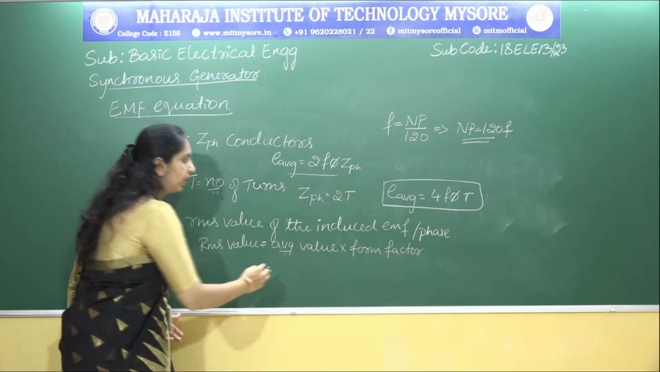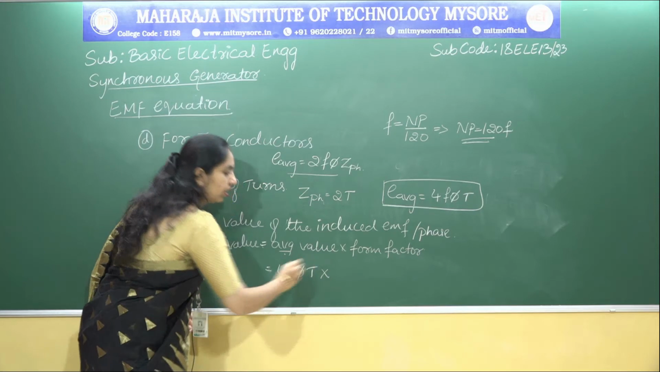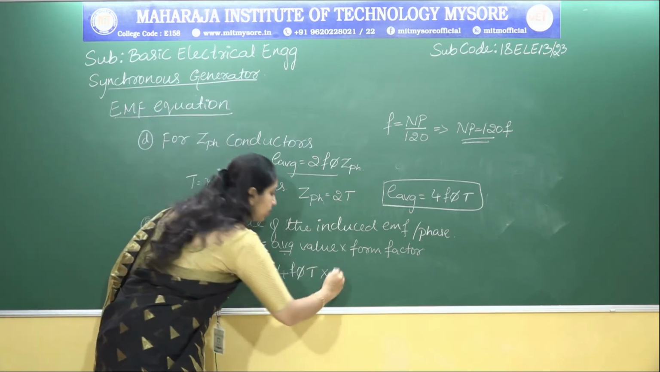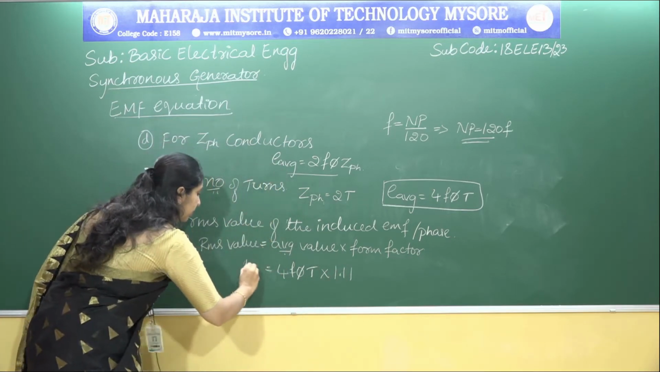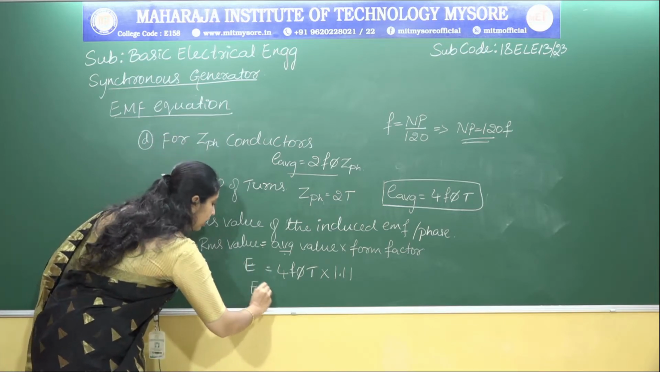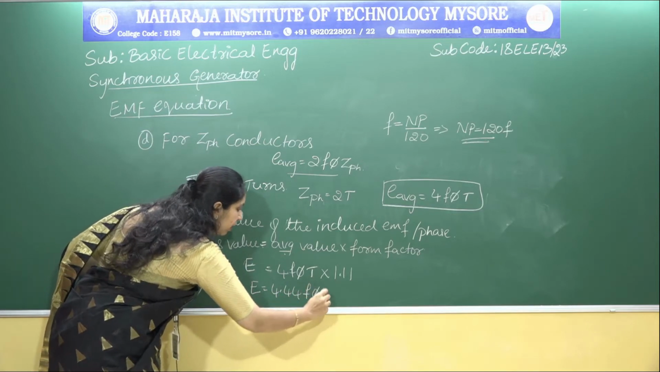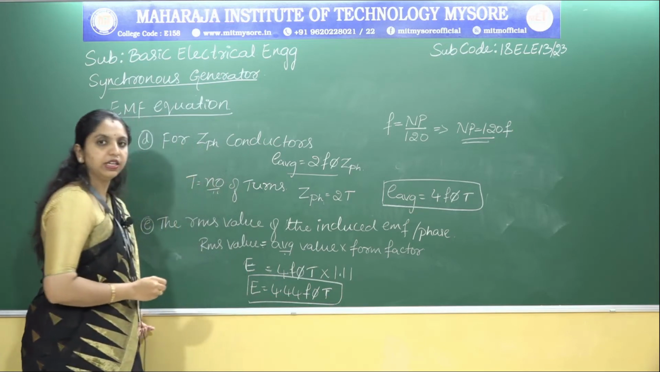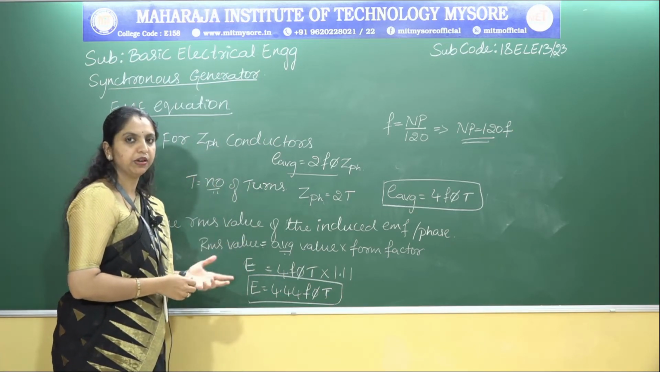Substitute here. What is the average value? Average value is 4FφT. And what is the form factor? There is a standard value for form factor, which is 1.11, and this is the RMS value, and we express it as capital E. So what is finally E? E is equal to 4.44FφT. So now this is the equation of the RMS value of the induced EMF per phase.